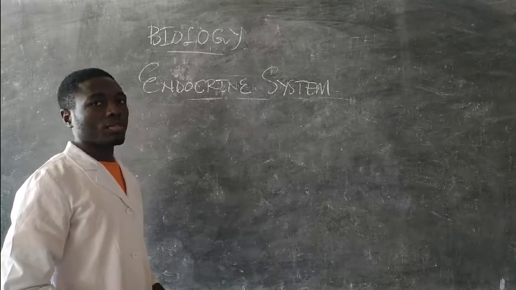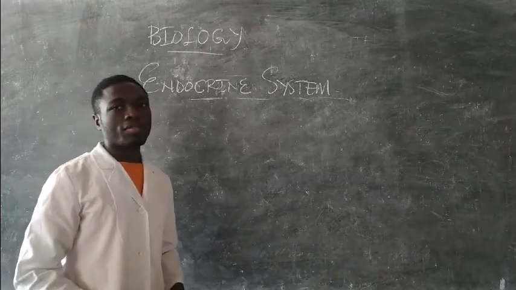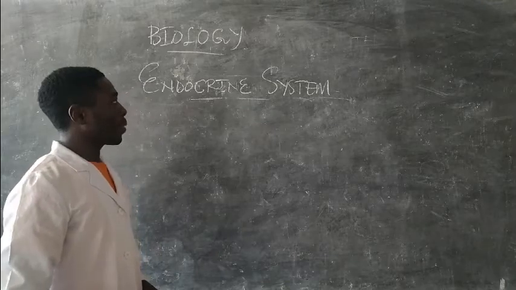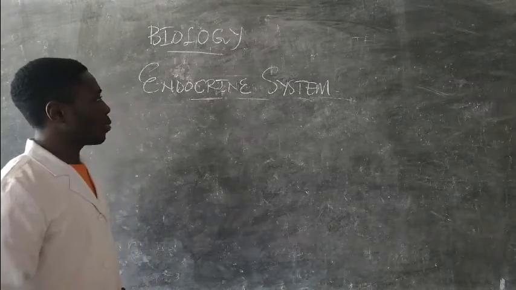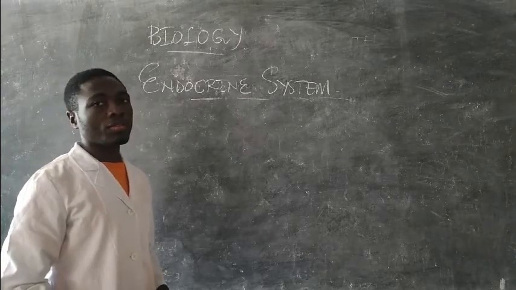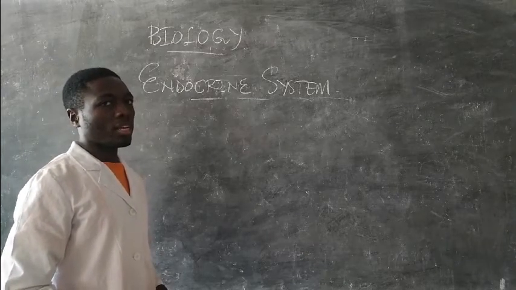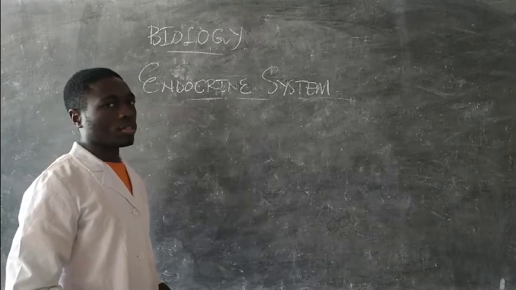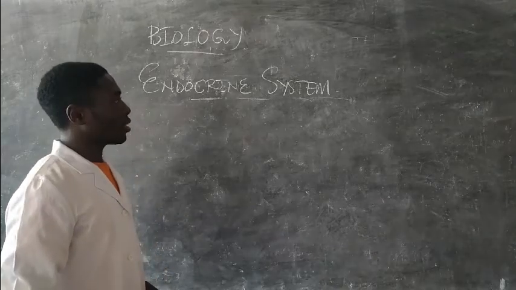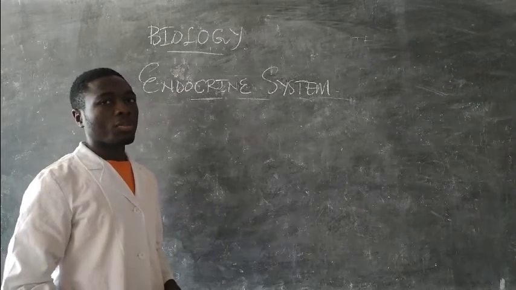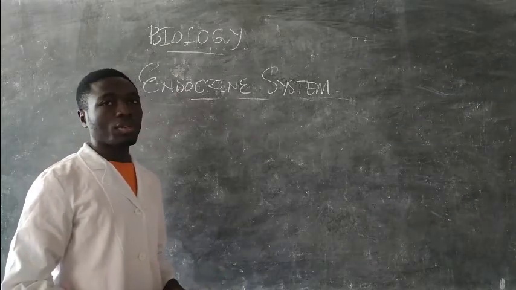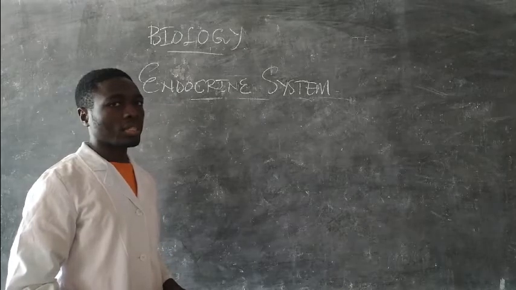Welcome to the last part of the lecture on the endocrine system. In the last video, I did explain the functions of the hypothalamus and also the pituitary gland. We said there was the anterior pituitary and the posterior pituitary glands, and we saw the parts that secrete hormones and the part that stores and releases hormones.